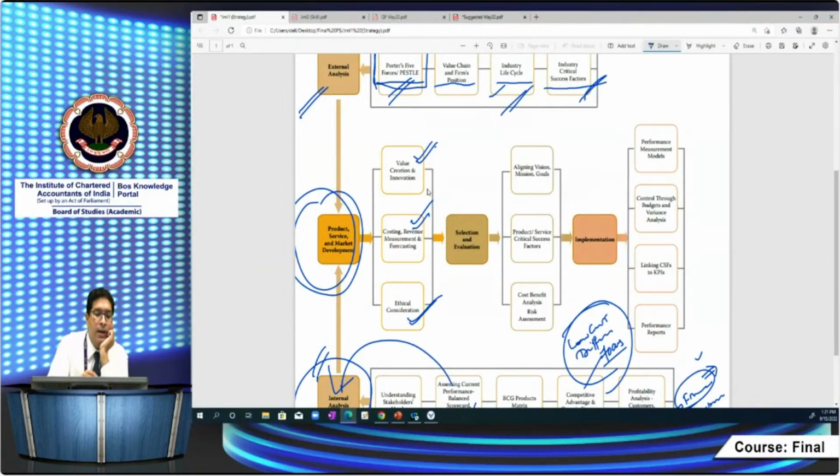After we decide which product we want to make or in which market we want to go, we have to carefully evaluate whether we are getting proper value or whether we are able to do proper innovations. Further, we also estimate our costing and revenue, and simultaneously we have to carefully consider ethical issues. After that we have to evaluate.